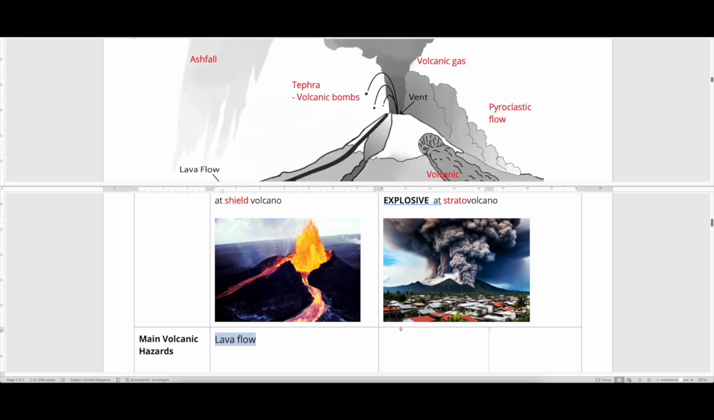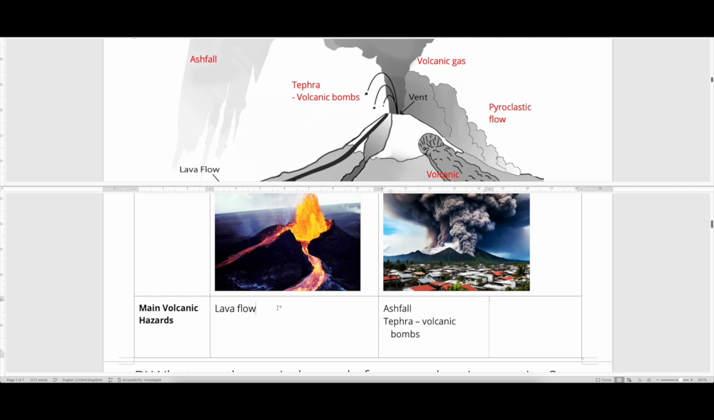Ashfall, you can see that it's happening more at stratovolcano because it's a lot more explosive. So it creates a lot more ash. Likewise for tephra as well, and volcanic bombs. Gas you can see in both actually. It happens in both.